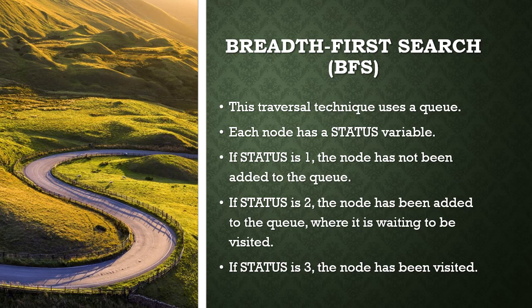We have to keep track of the status of nodes because, as you remember, traversal is visiting every node exactly once. If we don't keep track of status, we run the risk of visiting a node more than once, which would go against the definition of traversal.